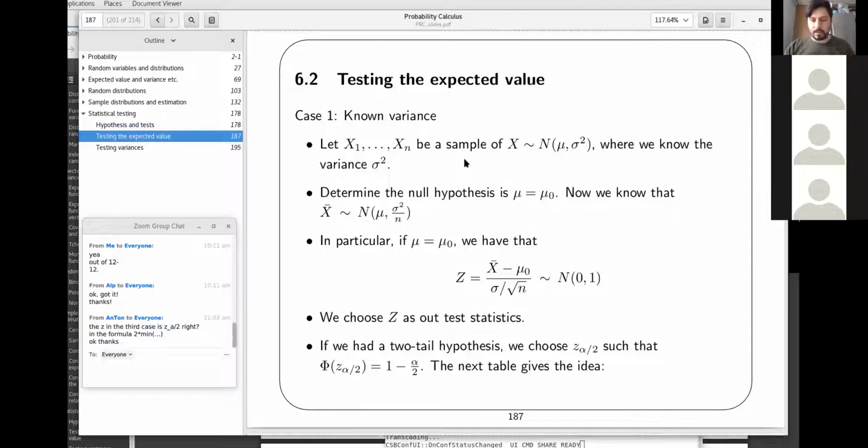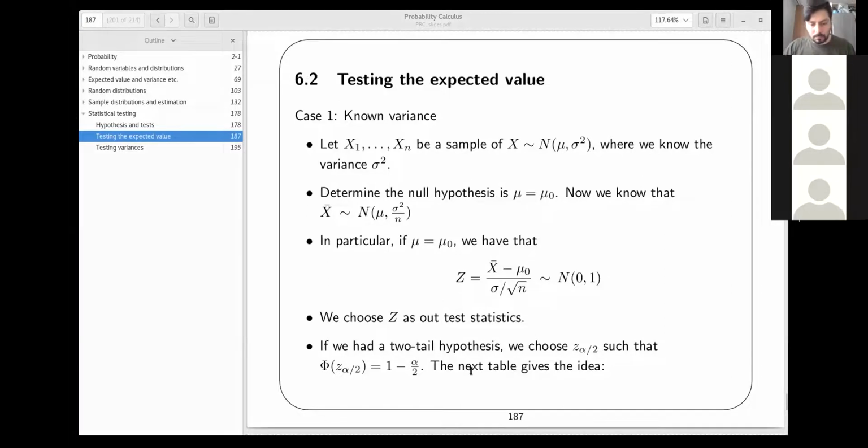So I'm going to calculate this Z. I'm not going to switch to the MATLAB view here. I'm just going to do it, so you can do it by hand if you will. 89.3 minus 106 divided by 15.3 divided by the square root of 5. And what I get is minus 3.6099.